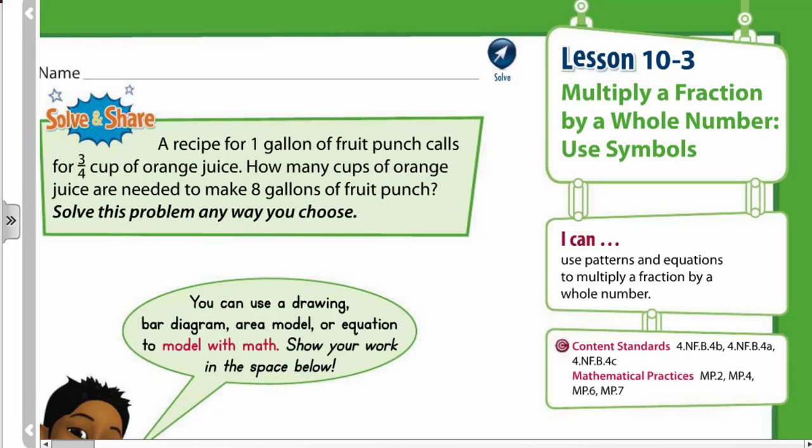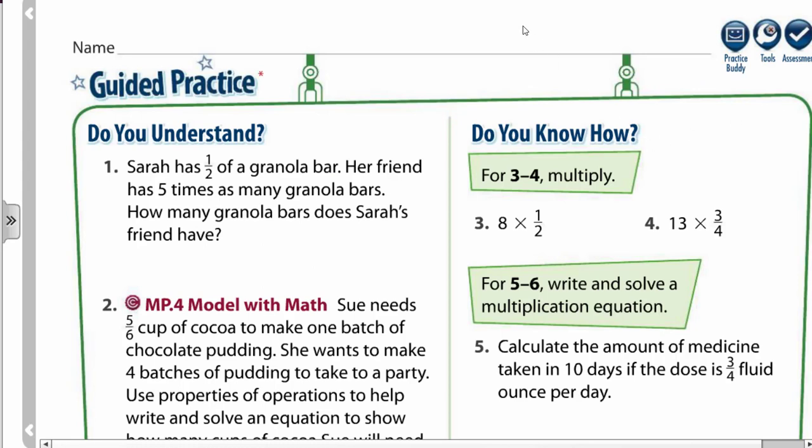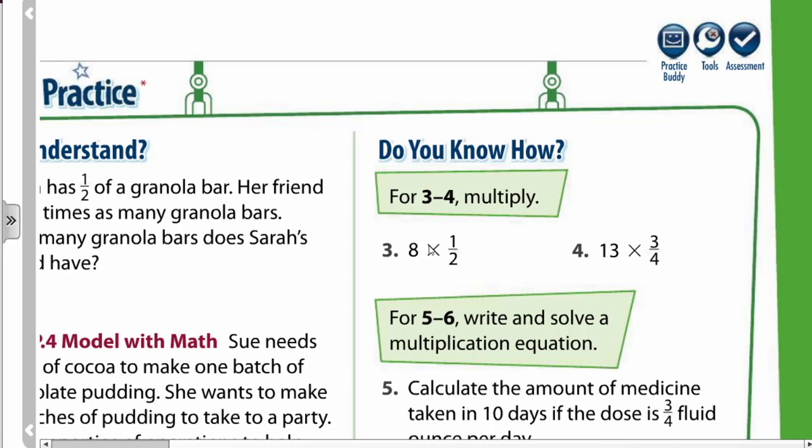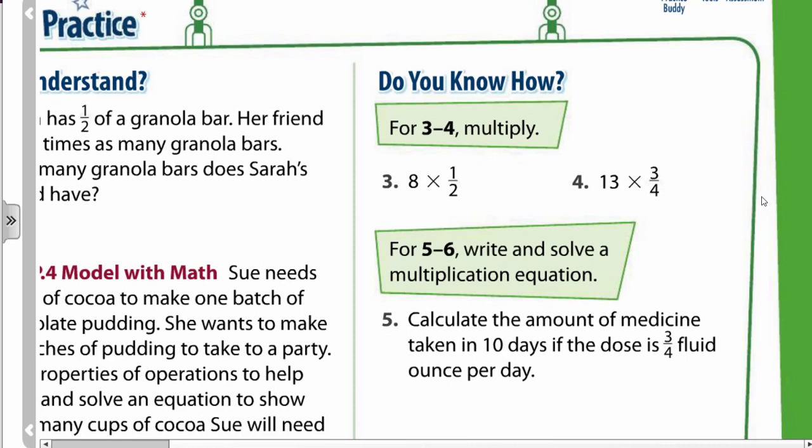So this is the third lesson in topic 10. Multiply a fraction by a whole number. Use samples. What we will do today, we will solve questions like question 3 and 4 here. Multiply 8 by 1/2. And when we can do this, we can also solve questions like these questions. Question 5, we need to write and solve a multiplication equation.